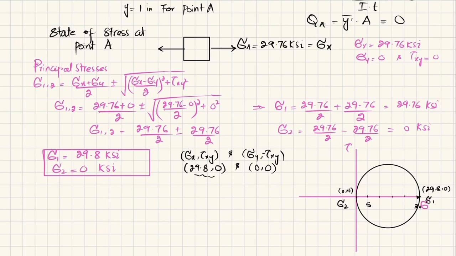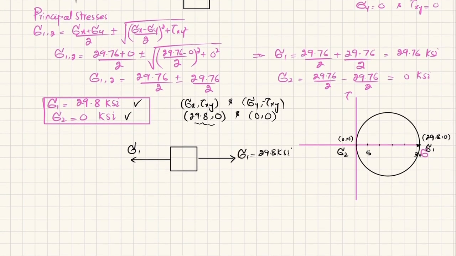So sigma 2 is 0 and sigma 1 is 29.8 KSI. Now I will represent this principal stress on the state of element R. So this is sigma 1, which is equal to 29.8 KSI, and there is no sigma 2, so it is the only state of stress, sigma 1.